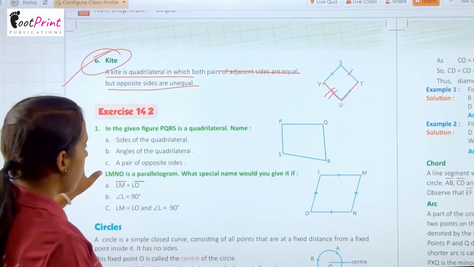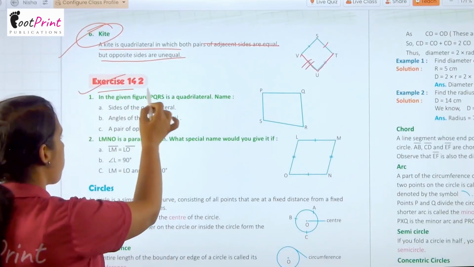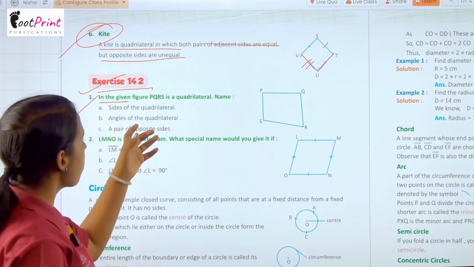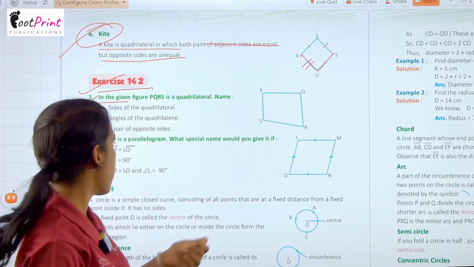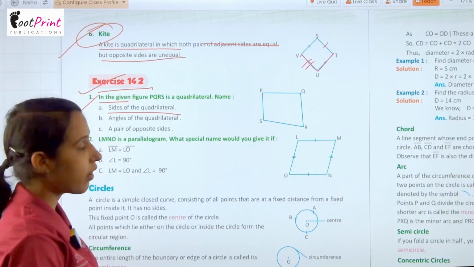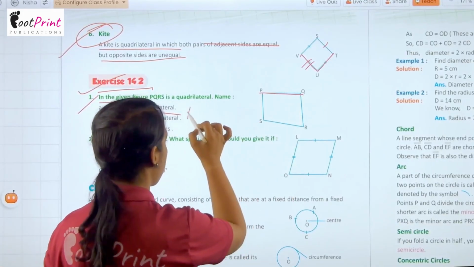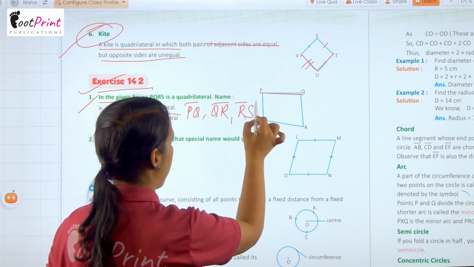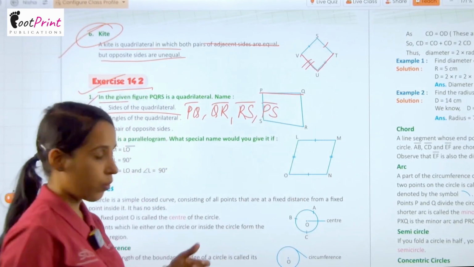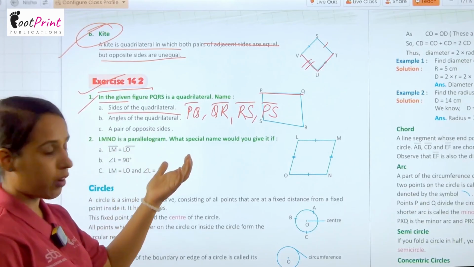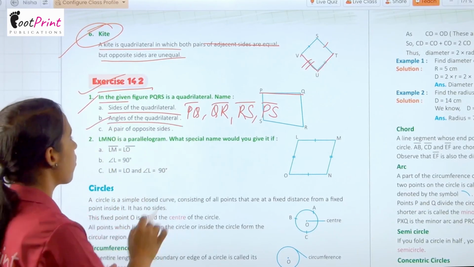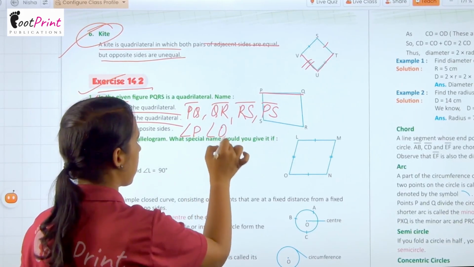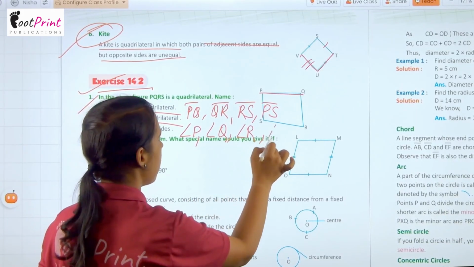Okay. So here we have exercise 14.2 on the basis of the concept of quadrilateral. First one is, in the given figure PQRS is a quadrilateral, name it. Sides of the quadrilateral, we know that the sides are PQ, QR, RS and PS. Okay, so here we have 4 sides. Next one is angles of the quadrilateral. Here we have 4 angles. That is angle P, angle Q, angle R, angle S.